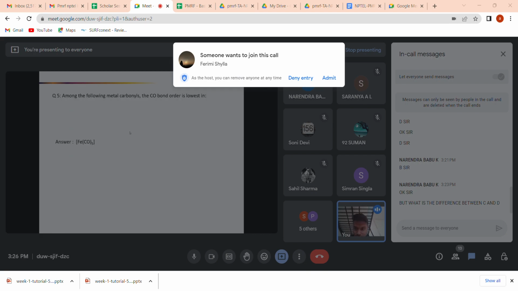Okay, let's go to the next one. Okay, I have already written the answer. Among the following metal carbonyls, the CO bond order is lowest in. So obviously I have given the answer as well, but you guys can justify why B is the correct answer. So basically, in all of the complexes, what is the factor that is going to determine the carbon oxygen bond order, or you can say bond strength or bond length?